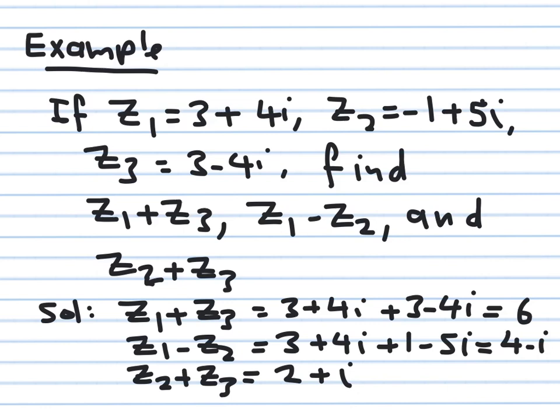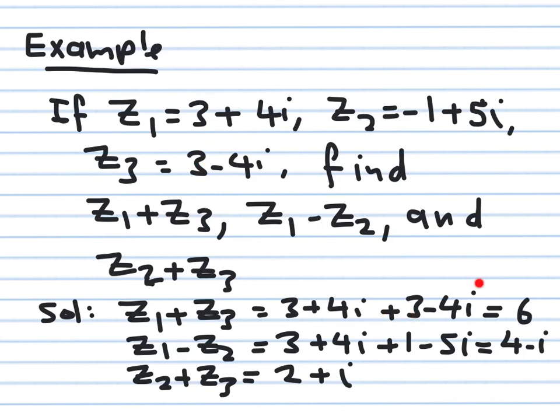Let's have an example of summation. This is Z1, 3 plus 4i. This is Z2, minus 1 plus 5i. This is Z3, 3 minus 4i. We would like to find Z1 plus Z3, Z1 minus Z2, and Z2 plus Z3. Okay, first we get Z1 plus Z3. You see that they are identical except that the imaginary part here is 4 and the imaginary part here is minus 4. So when you sum them, you get the real part multiplying by 2.